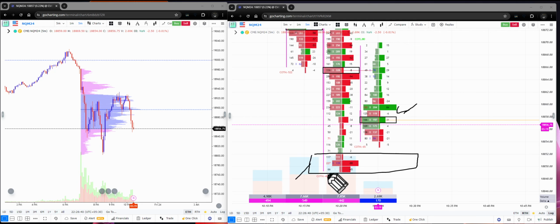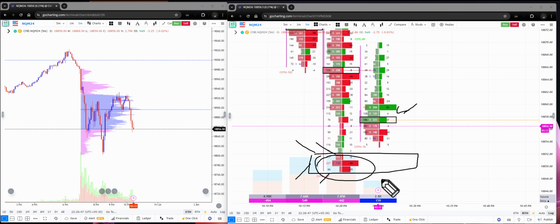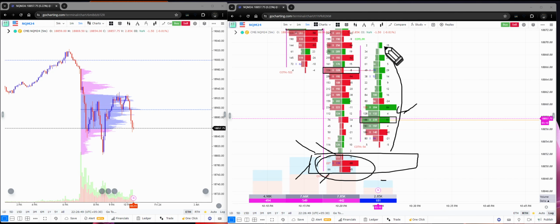So that gives me a confirmation that whoever has stepped in here will not let the market go down, and if I have a stop loss of, let's say, 10 points, maybe I'll get a move of at least 20 points, 1:2 or 1:1.5.